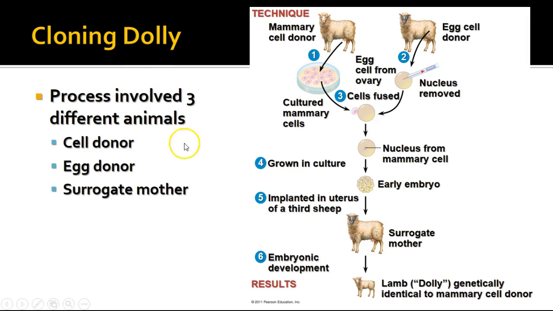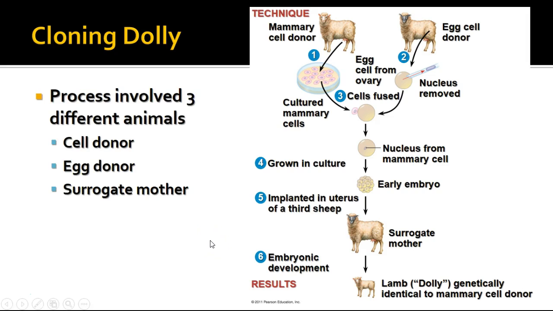Here's how it worked. There were 3 different animals involved. There was the cell donor, here's the mammary cell donor, the egg donor, a different sheep, and then the surrogate mother in which they implanted the embryo. So they took cells from the mammary gland of the donor here, grew them in culture in that nutrient-poor culture medium. They took an egg cell from the egg cell donor and removed the nucleus from it, fused these 2 cells together, and then they grew that in culture to make an embryo. Once an early embryo was produced, they implanted that in the uterus of a 3rd sheep, and then you had a lamb, Dolly, that was born, whose DNA profile was identical to the mammary cell donor.